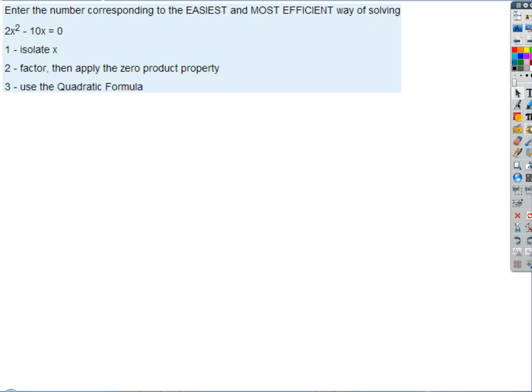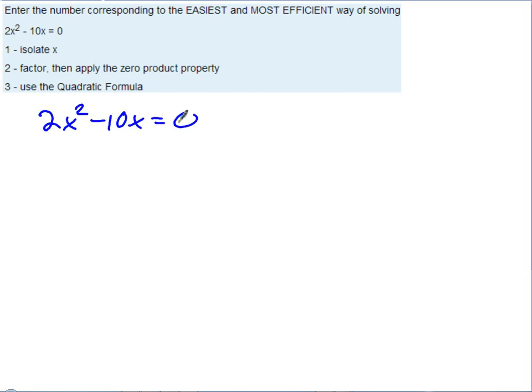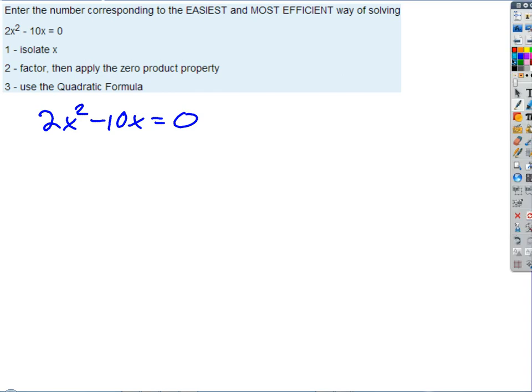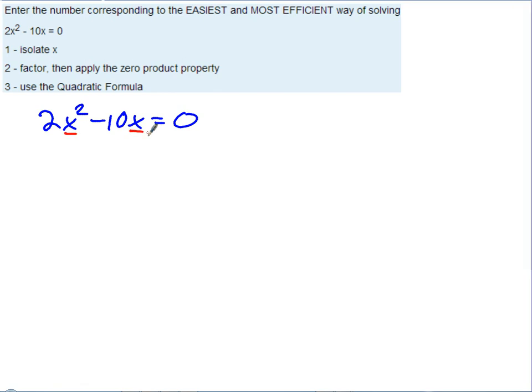Why? It's factor, yeah. That's what I missed. If we look at this problem, we've got 2x squared minus 10x equals 0. Now, you don't have to do the problem for the procedural review, but you've got to see how you would do the problem. Look, I have two terms, and in each of my terms I have a variable. That is just screaming out for you to factor.